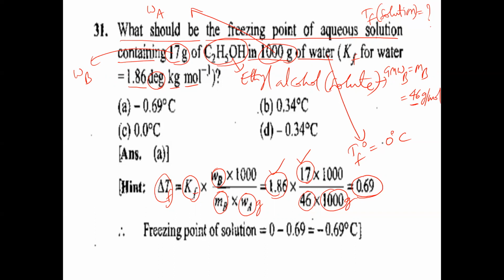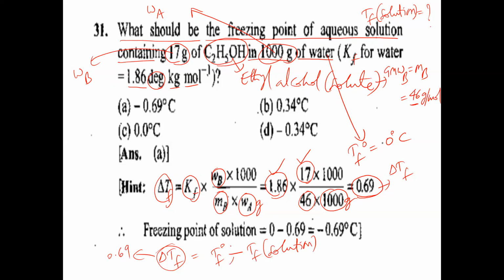Now here what we have got is delta TF, the depression in freezing point. Generally, the depression in freezing point formula is: delta TF is equal to TF naught minus TF of solution. That is, the freezing temperature of pure solvent minus the freezing temperature of solution. So this difference is equal to the delta TF value, 0.69, that we got.